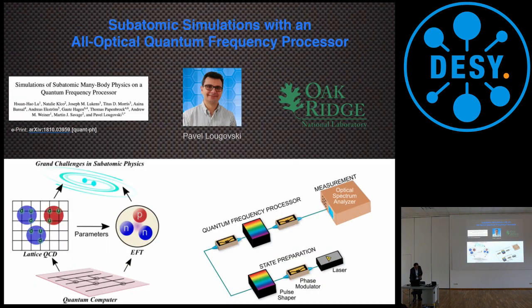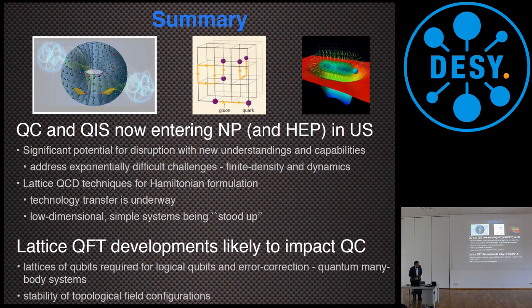I'm out of time, so let me summarize. Quantum computing and quantum information are now entering nuclear physics and HEP in the United States. There's really significant potential for disruption. With new understandings and capabilities, we can start to think about addressing these exponentially difficult challenges of finite density and real-time dynamics.